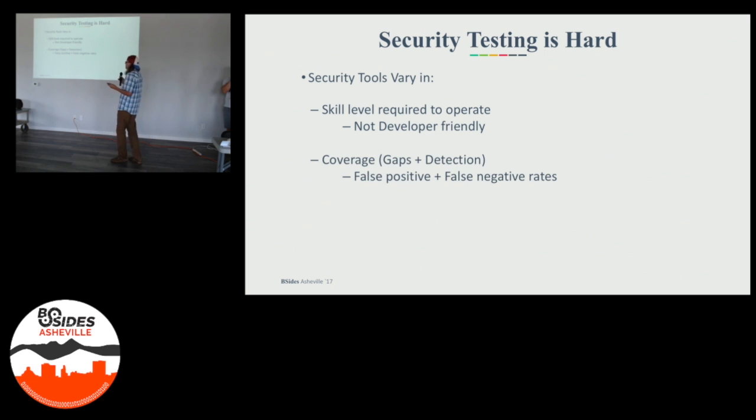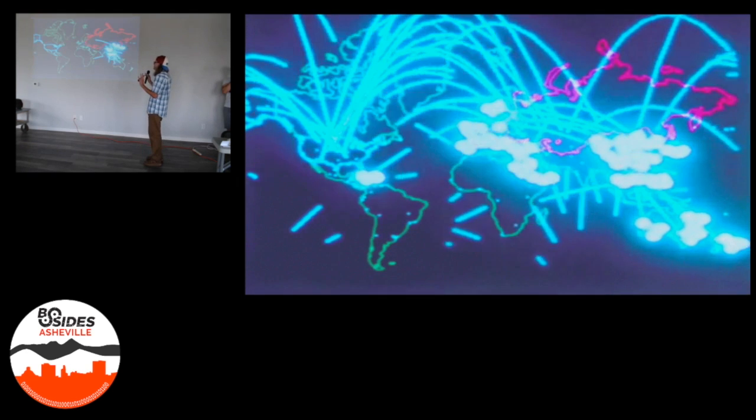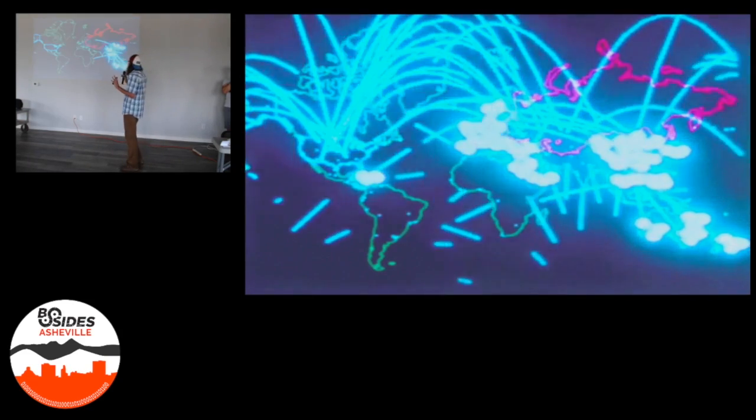Coverage gaps. Different tools find things better, right? That's the moral of this story. False positives, false negatives. How do you give guidance on which tools are better? And how do you do the correlations between different tools? So it turns into this scenario, right? Everybody's testing everything everywhere, right?